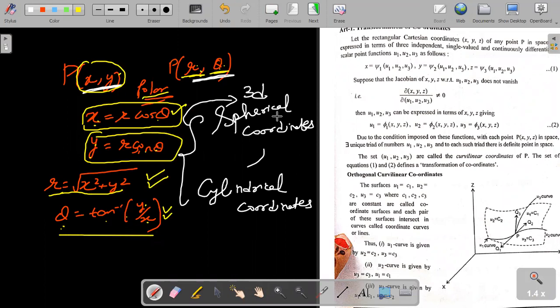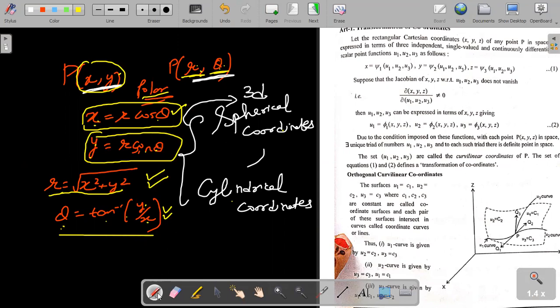Similarly, in 3D, we have seen spherical coordinates, we have seen cylindrical coordinates, right? So basically, all these equations can be converted from one form onto another form, right? So we have these equations which are basically converted from one form to another form, right?